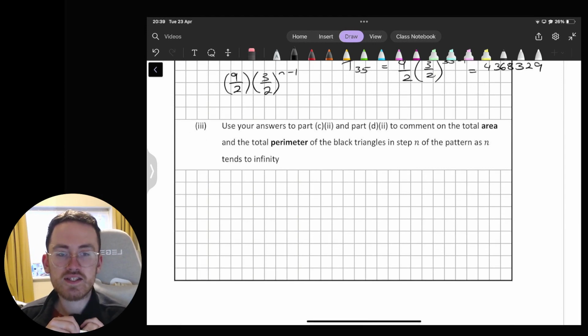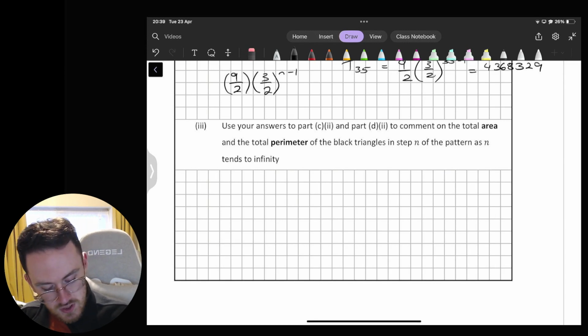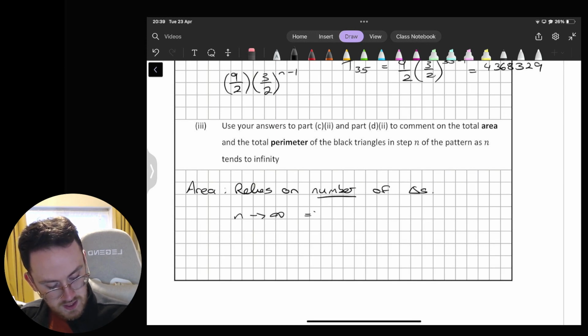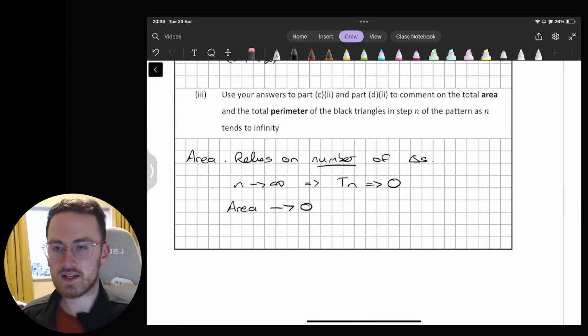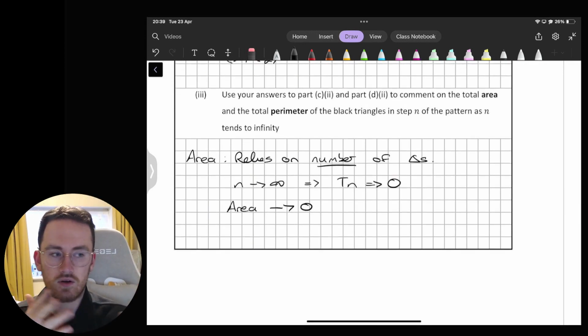Use your answers to parts C and D to comment on the total area and total perimeter of the black triangles in step N of the pattern. So let's focus on area first of all. Area is going to rely on the number of triangles, and we know as n goes to infinity, Tn goes to 0. So that tells me that the area will also go to 0. Obviously if the number of triangles goes towards 0, then of course the area is going to tend towards 0 as well.